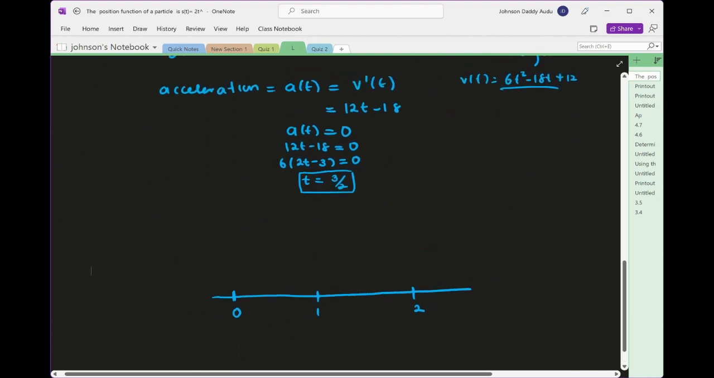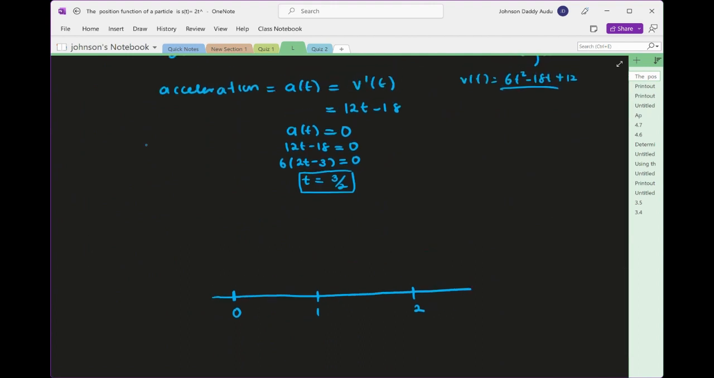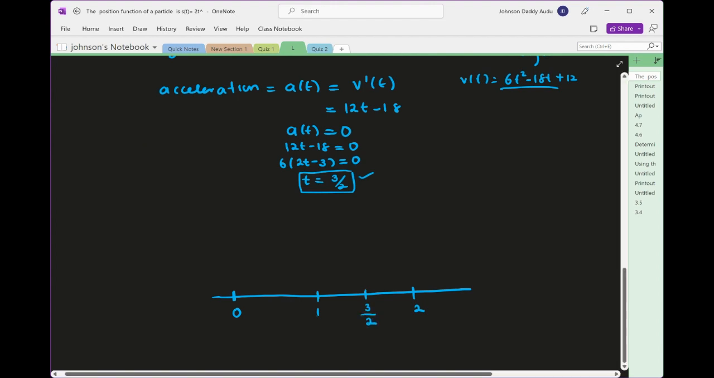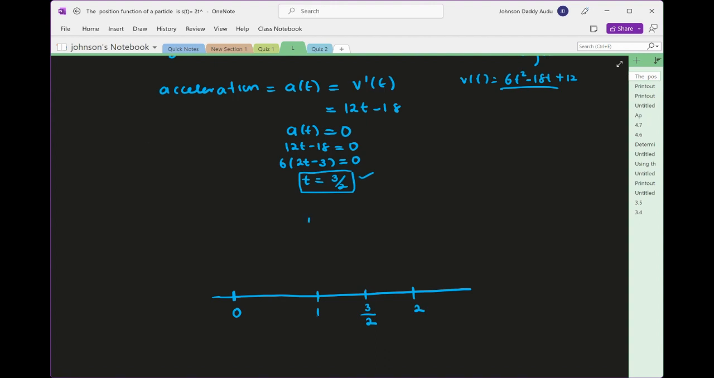But in addition, we have to put where the acceleration is also 0, which is 3 over 2. So 3 over 2 is 1.5, which is between 1 and 2. So let's put it somewhere here. Then, similar to what I did earlier, just put a broken line here. Okay, then let's close it here as well.